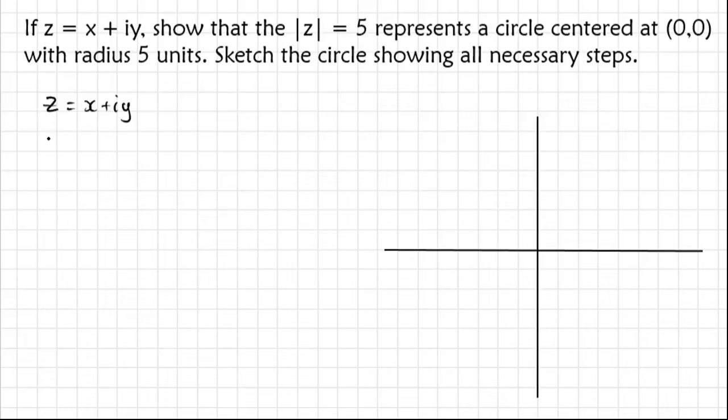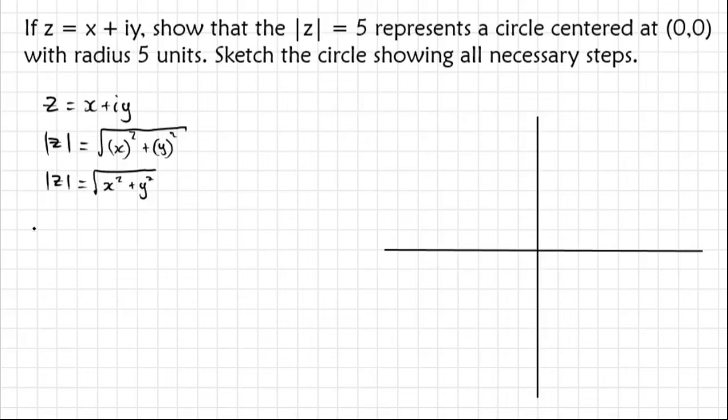So to find the modulus, or the absolute value of z, this will be equal to the square root. The real part that we have here is x, so we'll say x squared plus the imaginary part is y, so y squared. So this means that the absolute value of z is equal to the square root of x squared plus y squared, like that.